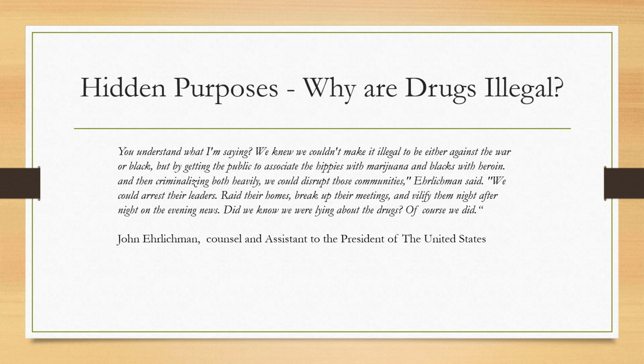But by getting the public to associate hippies," which they identified as those opposed to the war, with marijuana, and blacks with heroin, and then criminalizing both heavily, we could disrupt those communities, Ehrlichman said. We could arrest their leaders, raid their homes, break up their meetings, vilify them night after night on the news. Did we know we were lying about the drugs? Of course we did. They knew that the purpose, the stated purpose, wasn't this. Now, it doesn't mean that some people in the system didn't truly believe that drugs were bad, didn't truly believe that they were disruptive, but it meant that there were other competing reasons why drugs became illegal and subsequently had much harsher penalties.